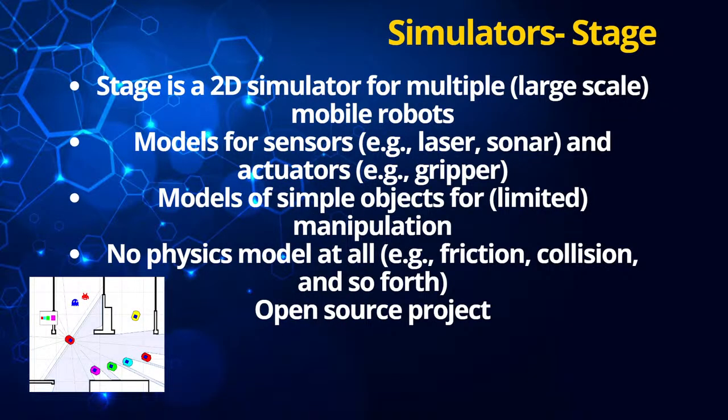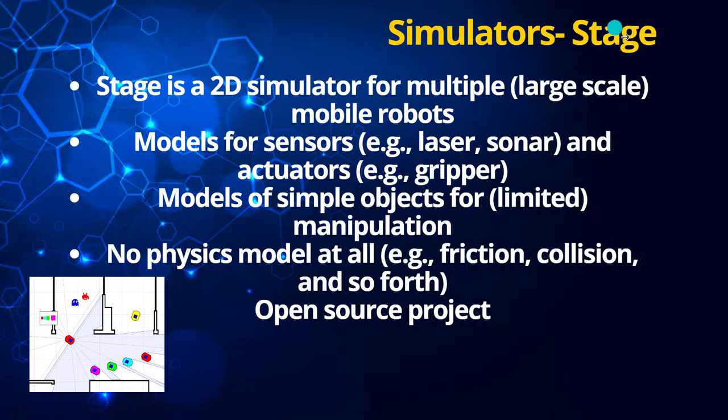Then simulators. In ROS, we can use simulations. When you're starting to learn about ROS, you don't need to first buy all the hardware and make the robot. You can directly implement your robot system in a simulation. There are two types of simulation systems available in ROS, 3D simulation or 2D simulation.